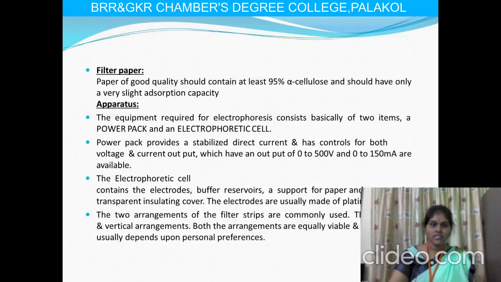The electrophoretic cell contains electrodes, buffer reservoirs, a supporting medium such as paper, and transparent insulating covers for closing the tank. We can use platinum for the preparation of the electrodes. Two arrangements of the filter strips are commonly used: horizontal or vertical. Both are equally available, and the choice usually depends on our preference.